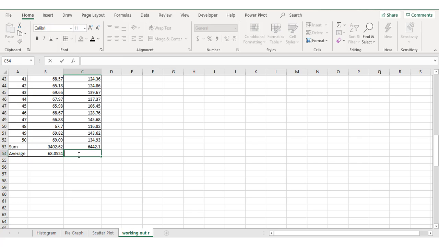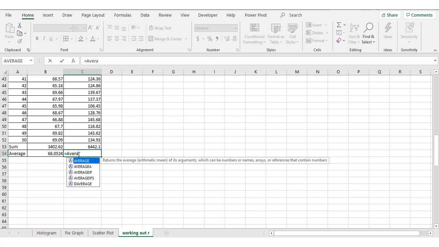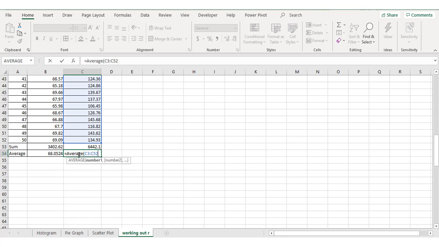The average weight, we will do the same thing. Don't forget the equal sign, otherwise you won't get this function. From C3 to C52. Then enter.